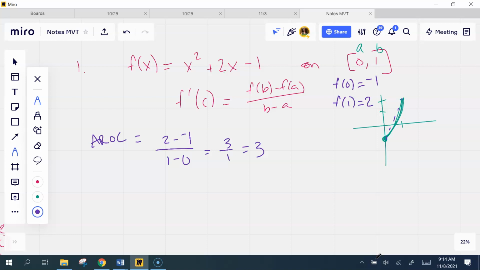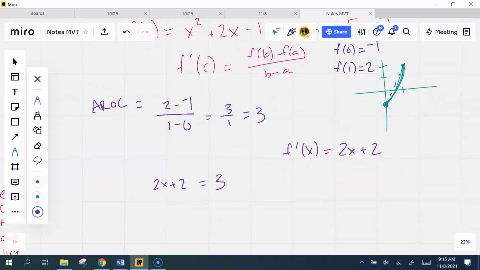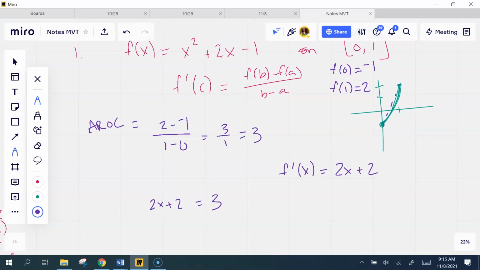On this little piece of a parabola, somewhere on this piece, there is a tan line with a slope of 3. Where might it be? Let's find the derivative first. The derivative, so where might 2x plus 2 equal 3? Well, solve it. We set it equal to 3, right? Because I want to know, where does AROC equal IROC? That's essentially what I'm doing.